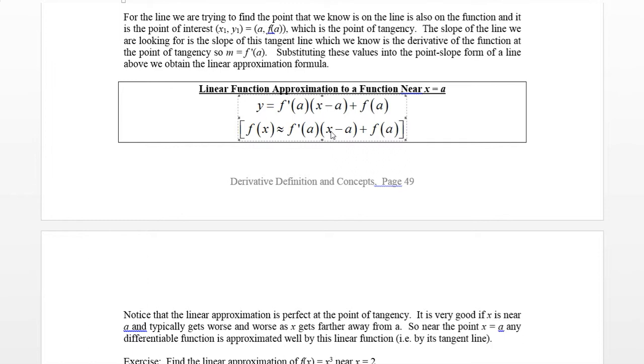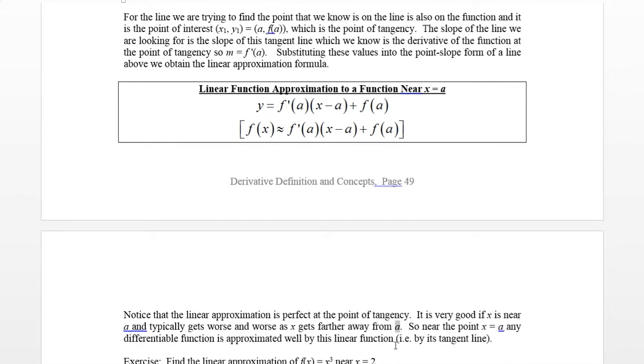If you plug in a here, you get a minus a is 0. This whole part goes away. You just get f of a equals f of a. Perfect. As x is close to a, this approximation is very good. As you get farther and farther from a, the approximation gets less and less good in general. So in general we want to see that.